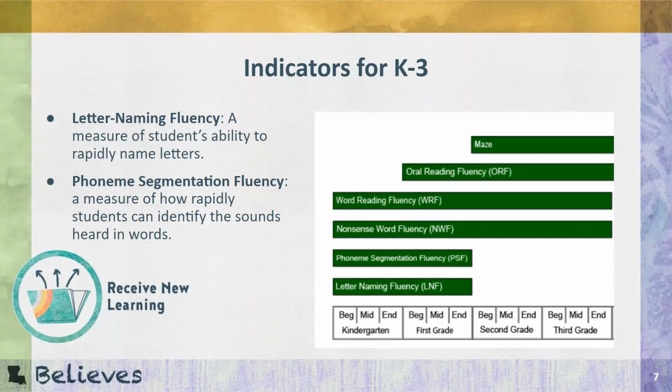Phoneme segmentation fluency, on the other hand, is a measure of how rapidly students can identify the sounds heard in words, meaning this is an oral exercise. They are presented with a word and they are asked to share all of the sounds that they hear in that word. They will say, tell me the sounds that you hear in the word cat. And the student should be able to automatically produce k, a, t. The student is not looking at any text. This is all done orally. And this is measured in grades K and 1 only.